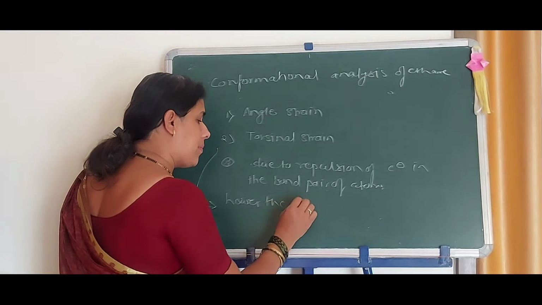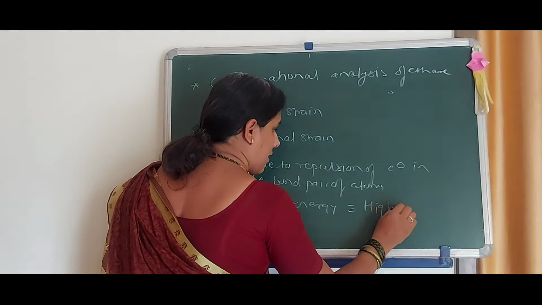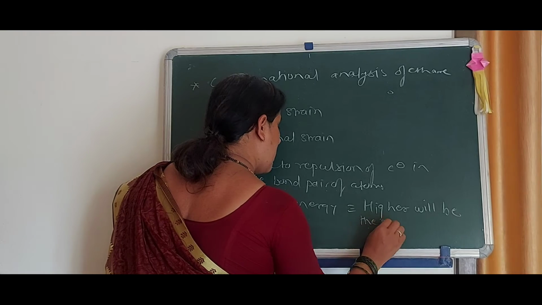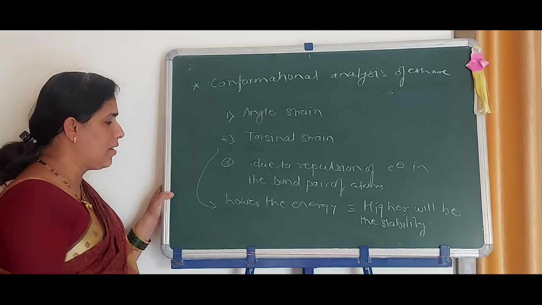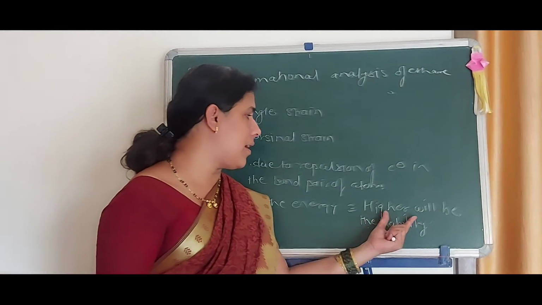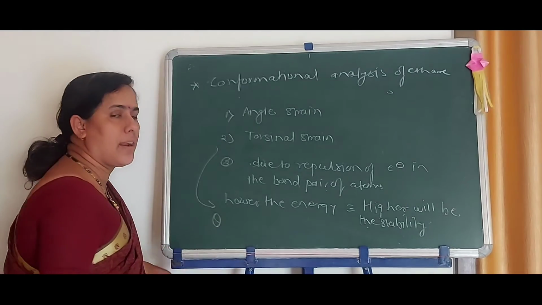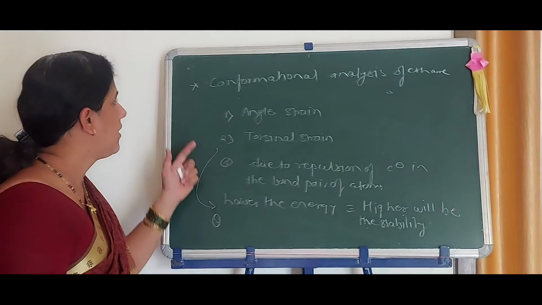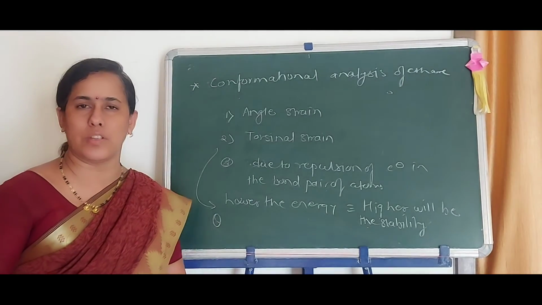the lower the energy, the higher will be the stability of the conformers. You have to just note this down: the lower the energy of the conformers, the higher the stability. In this way, we will see in the next lecture the conformational analysis of ethane.